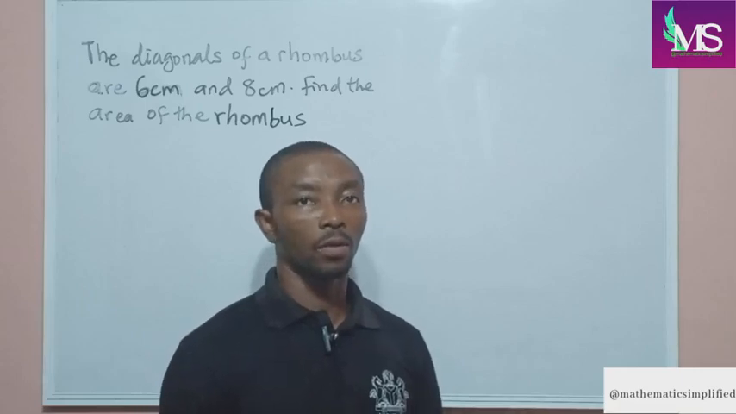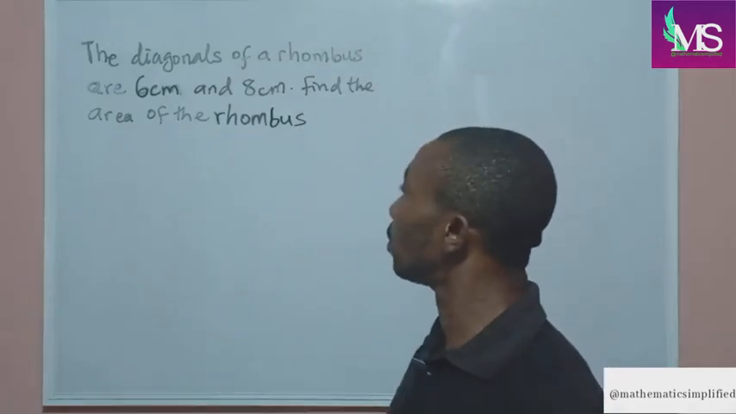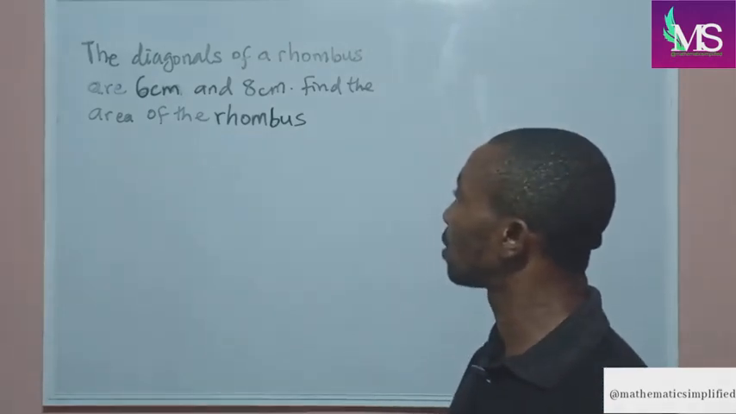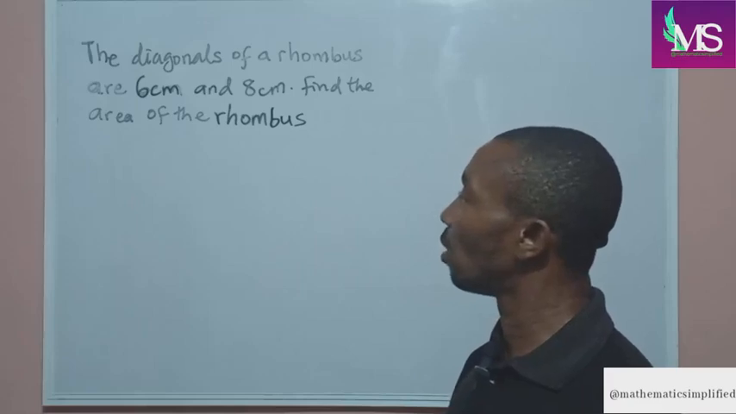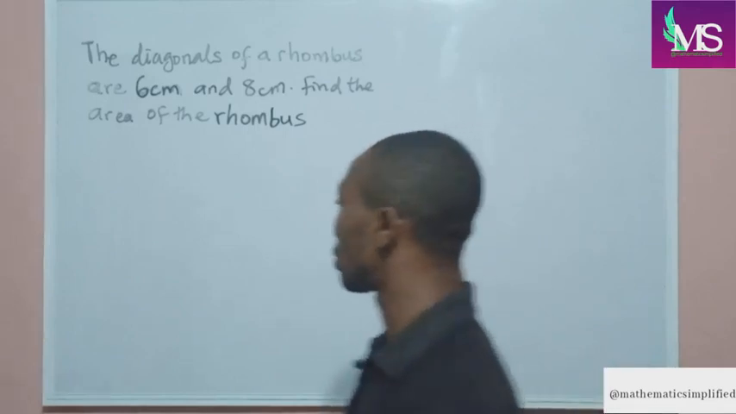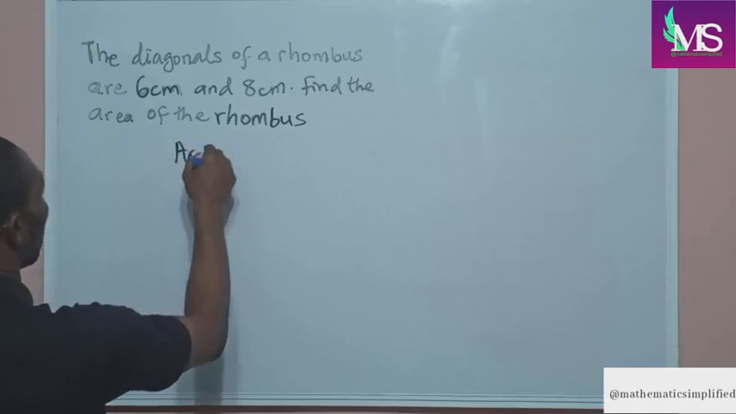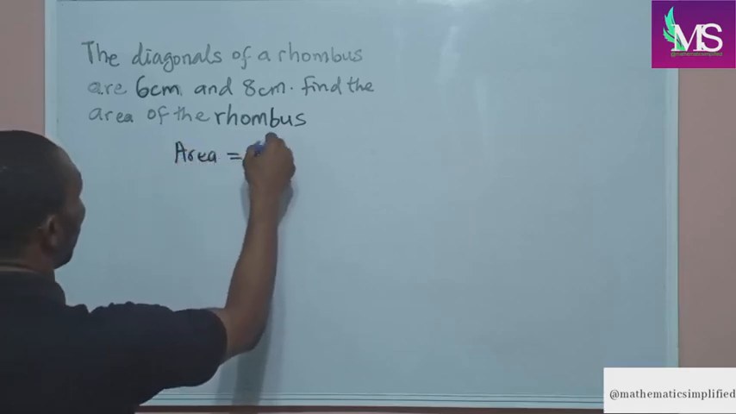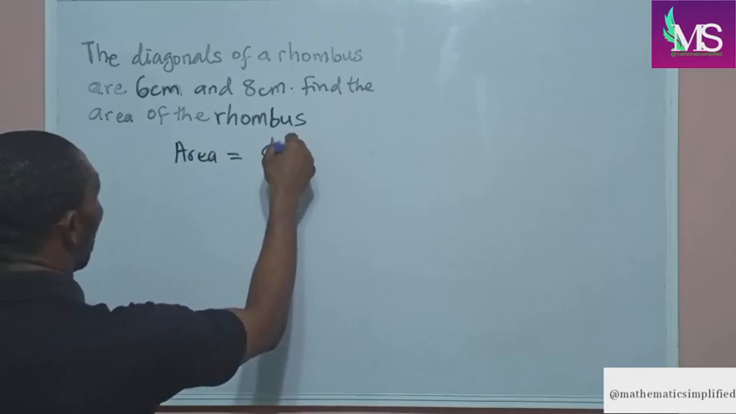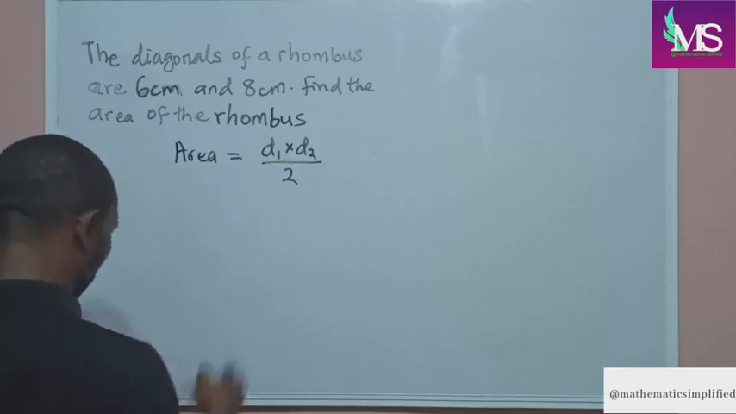Welcome back. The first question we'll be looking at says, the diagonals of a rhombus are 6 cm and 8 cm. Find the area of the rhombus. Now, in calculating the area of a rhombus, we are going to use a formula that says area equals diagonal 1 times diagonal 2 divided by 2.